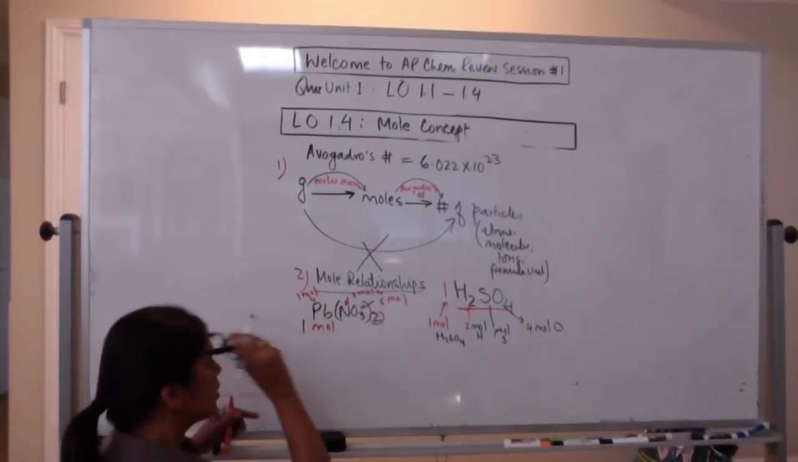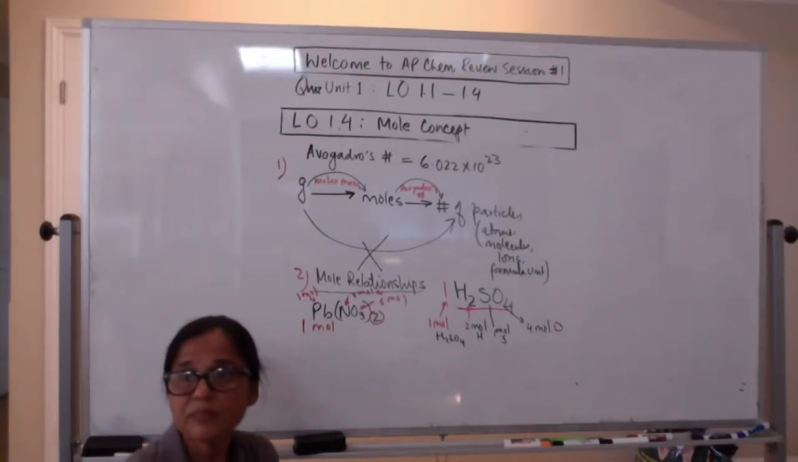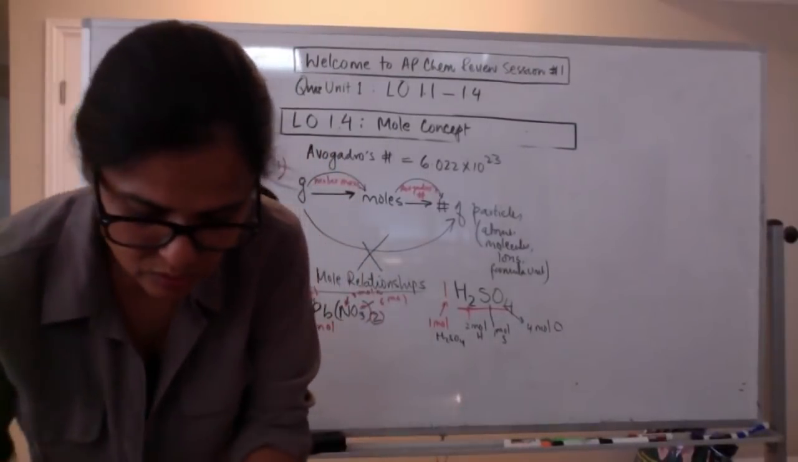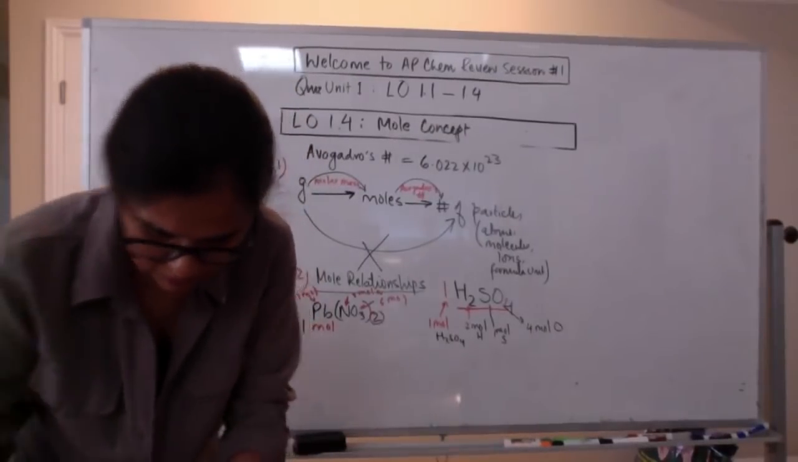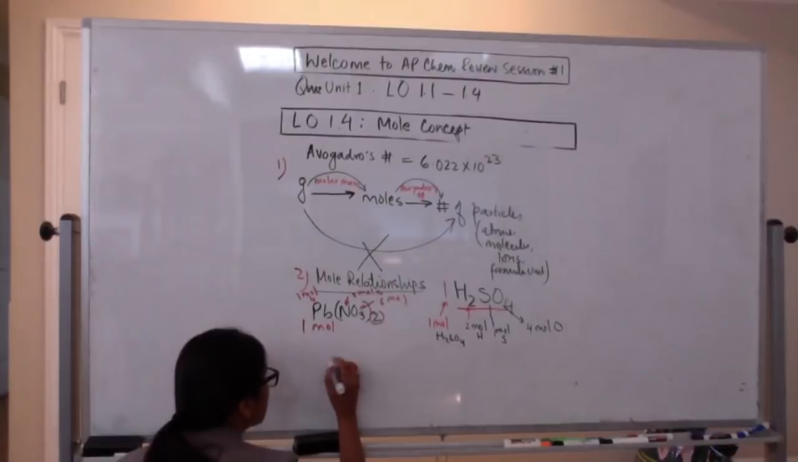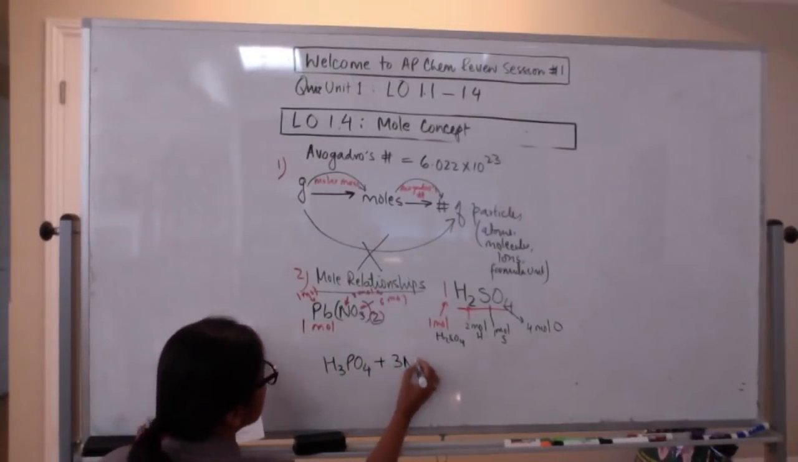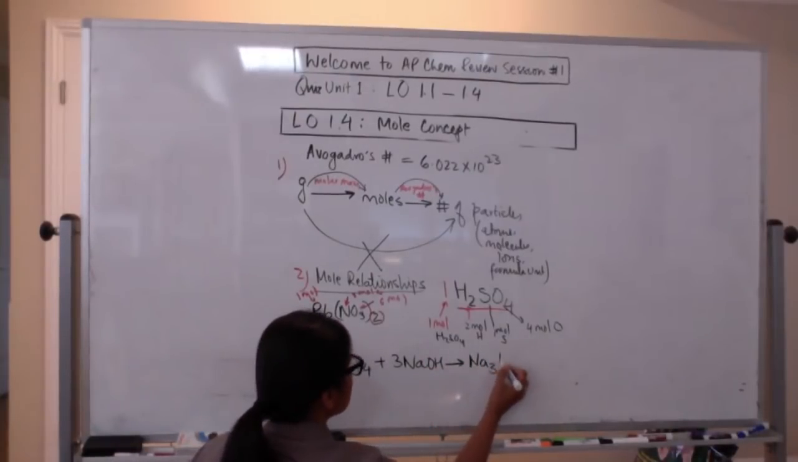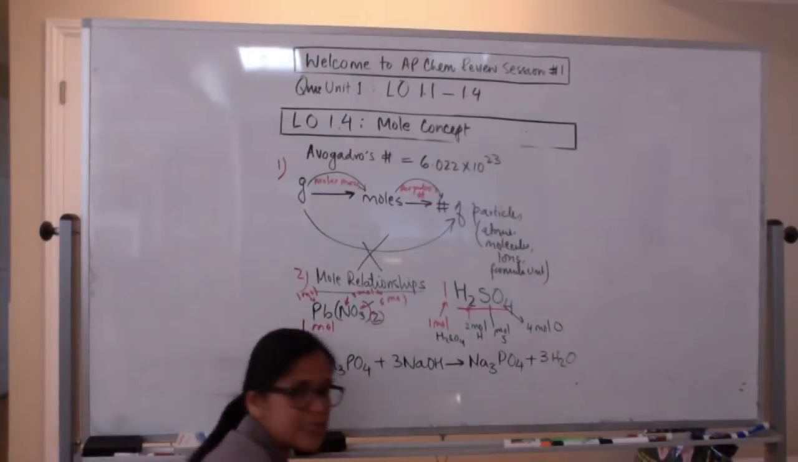Thank you. So if I write an equation here, which goes like this, H3PO4 plus 3NaOH gives you Na3PO4 plus 3H2O. So I have balanced this equation.